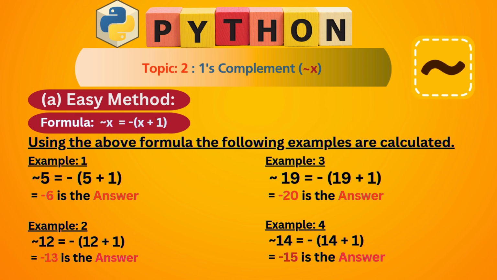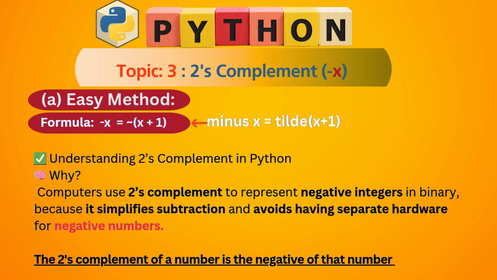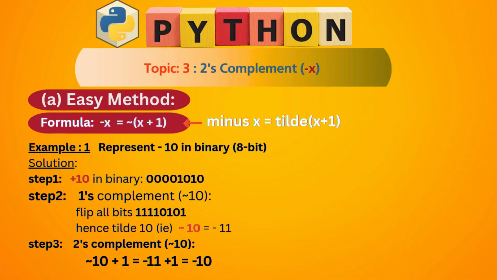Now we will move on to two's complement. Two's complement of a number is the negative of that number. Why do we need two's complement? To represent negative numbers in the computer, it was discovered. It simplifies subtraction and avoids having separate hardware for negative numbers. See here, two's complement will work it out: minus x equals tilde x plus 1.